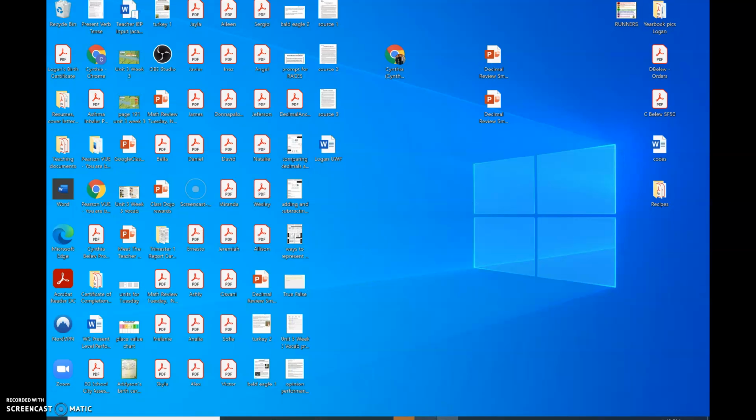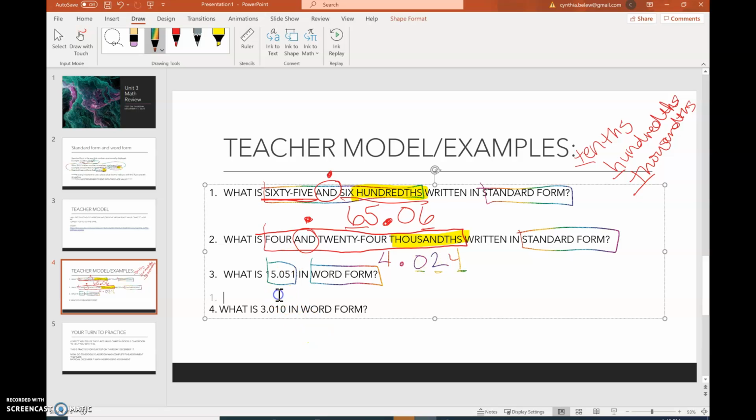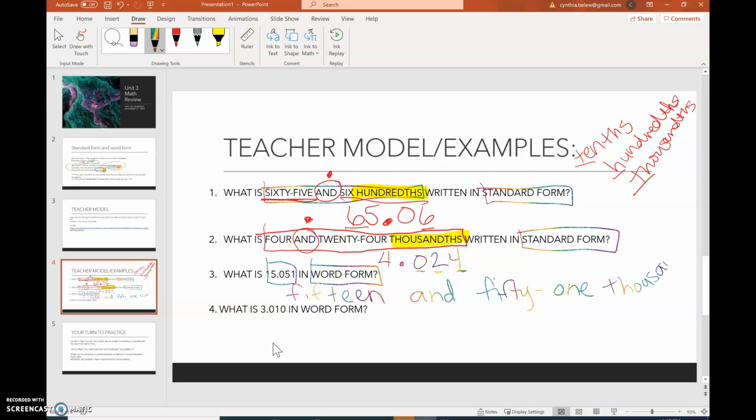So now I go back and I would write 15 and 51. And here's where you mess up. You forget to put the place value. The place value has to be there. This is the thousandths. So you do have to write it out. Thousandths. Please make sure that you have that THS on it because it's a decimal.